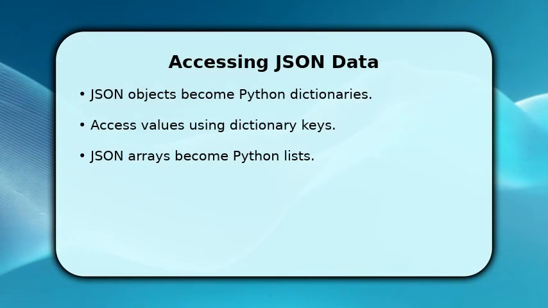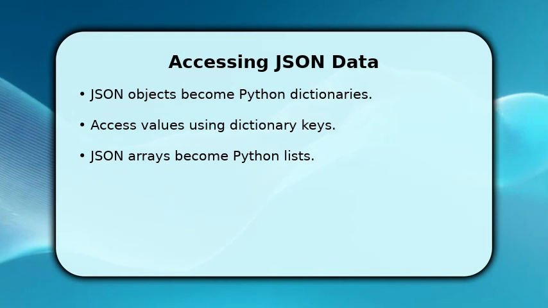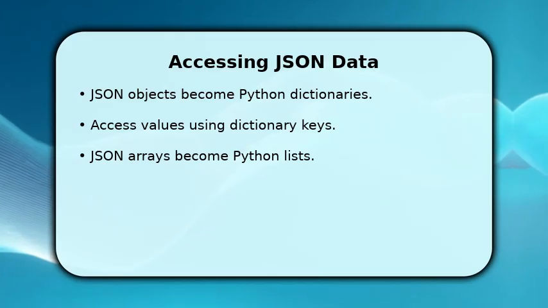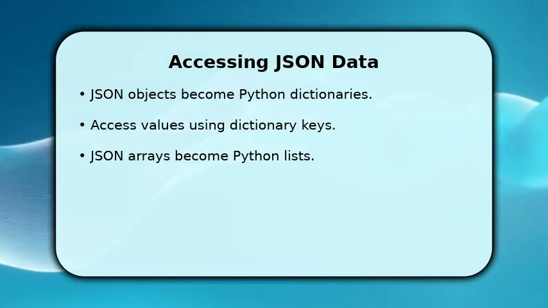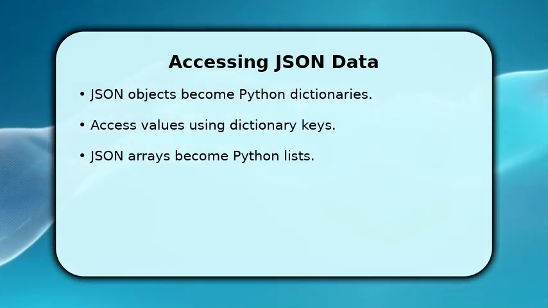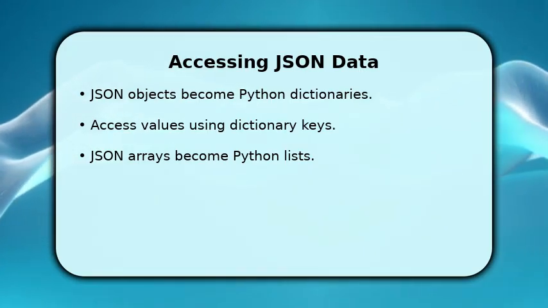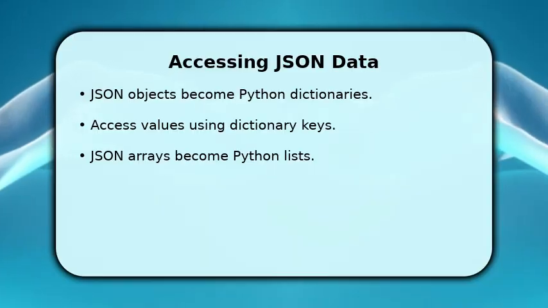Once loaded, JSON data seamlessly transforms into familiar Python data types. JSON objects are represented as dictionaries, letting you access values using their keys, just like any Python dictionary. JSON arrays become Python lists, allowing you to iterate through elements or access them by index. This makes navigating your data very intuitive.